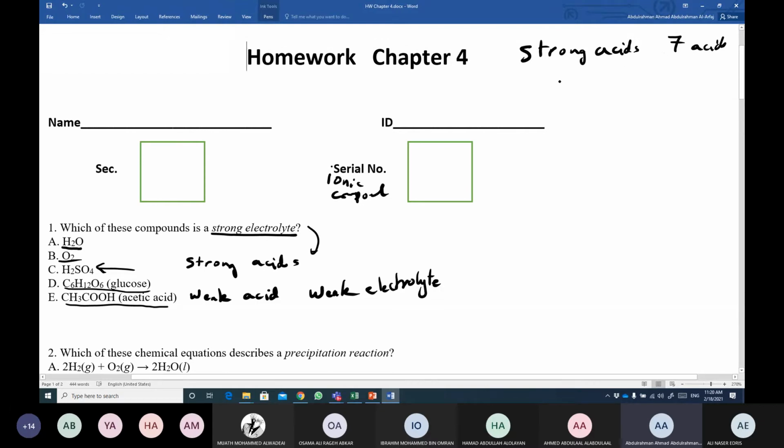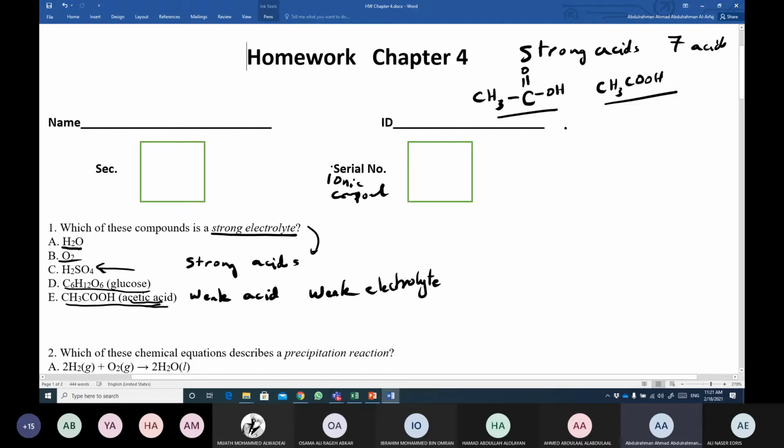And organic acid, what type of organic acid do we have? Carboxylic acid. Anything like acetic acid, anything that contains which group? COOH. Or we can write it like this, acetic acid, CH3COOH. This is vinegar. That's the way we write it. Okay, and these are all weak acids, and as a result they will be weak electrolytes.